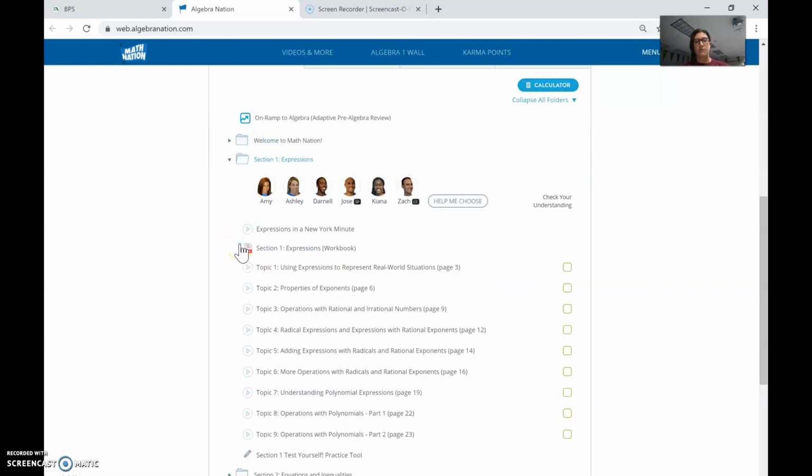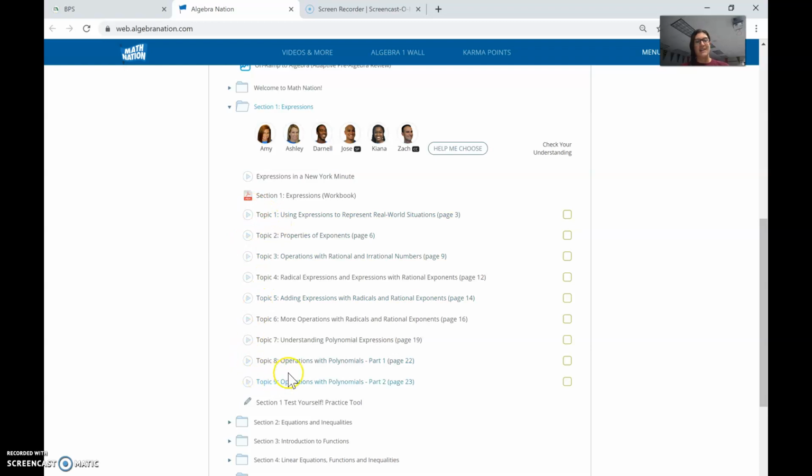If I click on the section 1 folder, notice there are 9 topics within section 1. If we're using the workbook and you don't know where yours went, right here you can get a PDF copy in case you need to print a couple of pages from it. Don't print the whole thing. There's an overview up here, Expressions in a New York Minute. For the 9 topics we go through, there are videos for each of those. You have your Algebranation course workbook, and the videos go along with that.